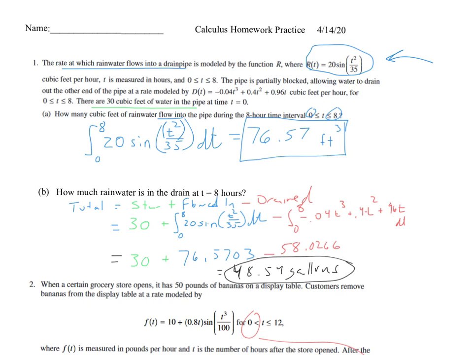But if you'll notice, the drain is a different function. How much water drains is given to us as d of t. So we put that in our calculator, and when we do all the math, we end up getting 48.54 gallons still in that drain pipe.